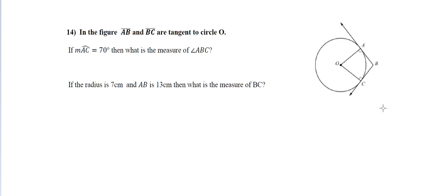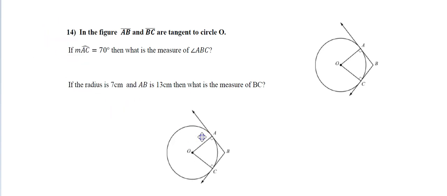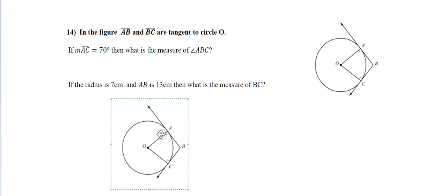Oops, that's not helpful. Try again. Copy, paste, and then we'll move it down here. Okay, so let's do the first one. So the measure of arc AC is 70, what's the measure of angle ABC?